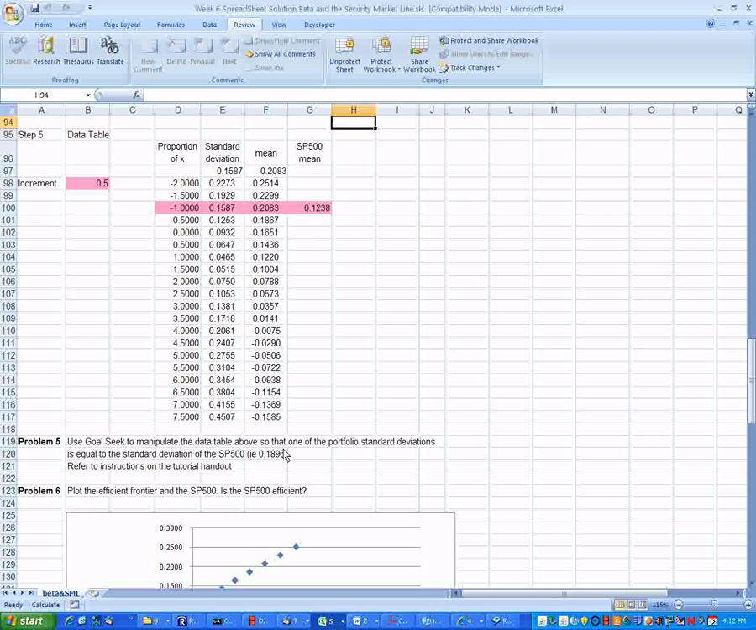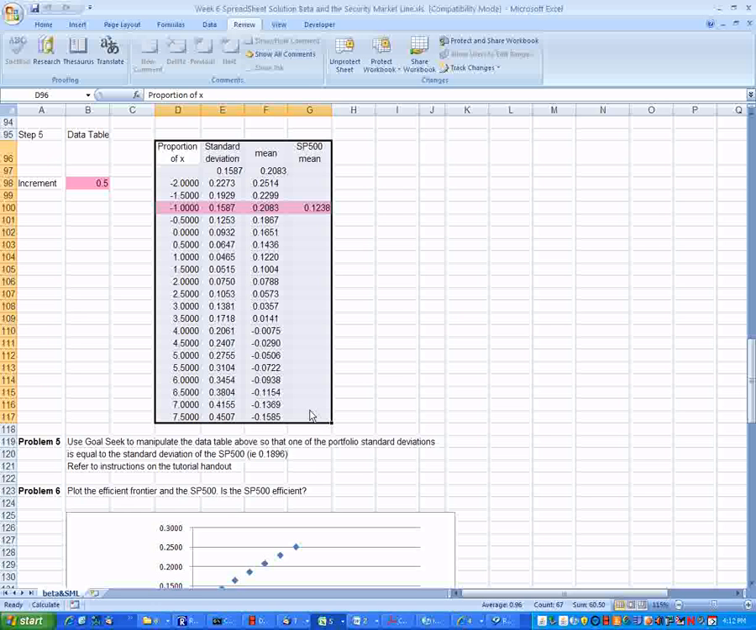Welcome to the Week 6 Spreadsheet Beta and Security Market Line, Problem 5. In steps 1 to 4, we calculated two envelope portfolios, X and Y, and then, combining those two envelope portfolios in different proportions, we found this data table here.